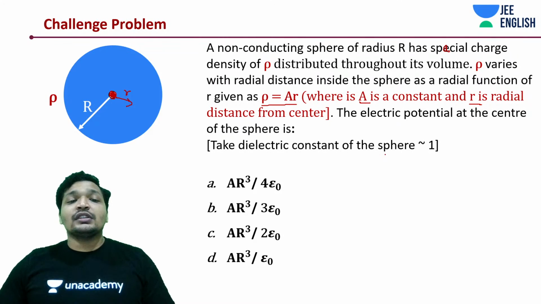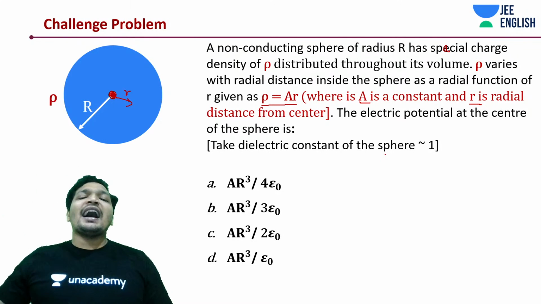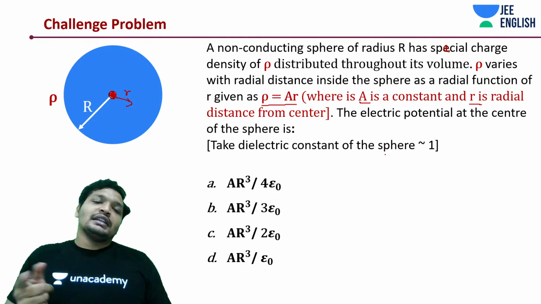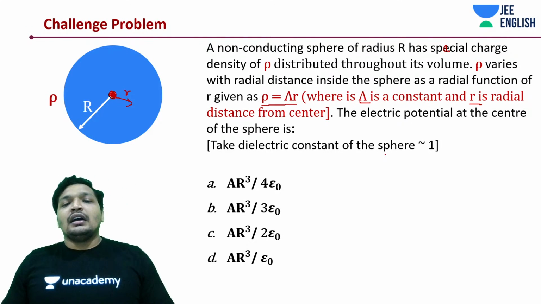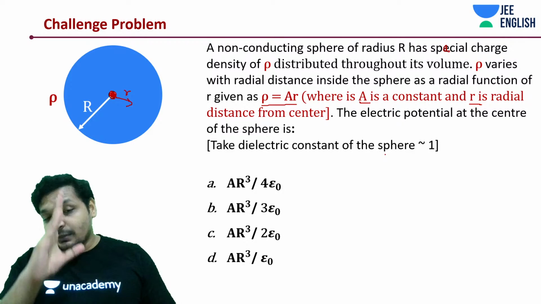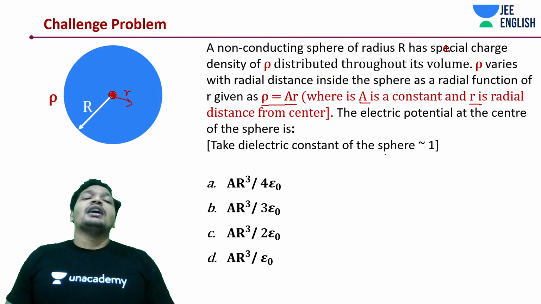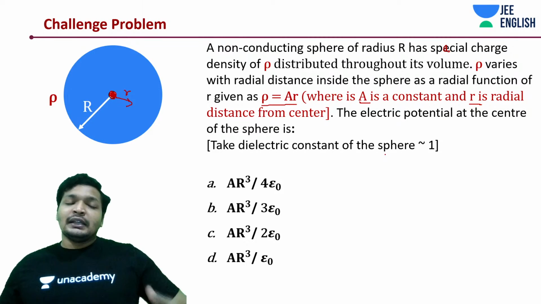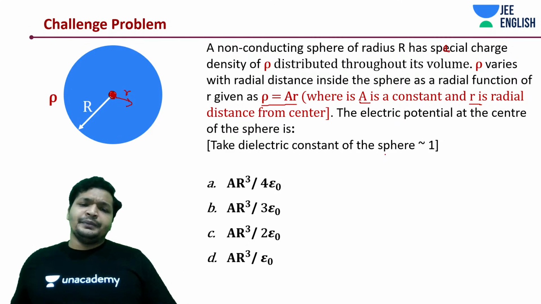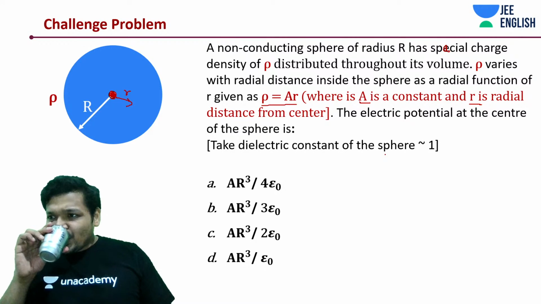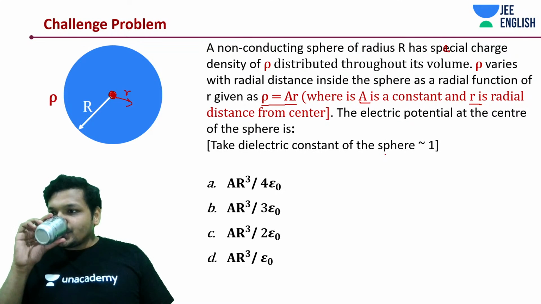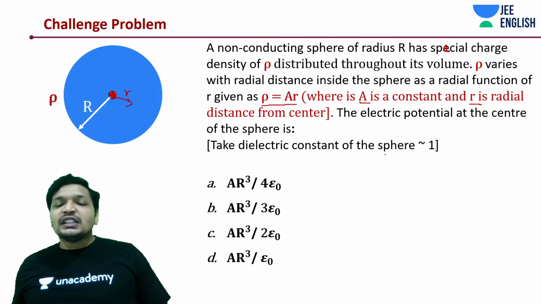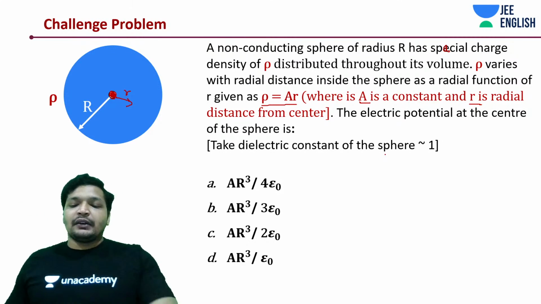Think about it. The outer shell would have the maximum charge. Sorry, not the maximum potential, but the maximum charge. I'm really very sorry. Maximum charge on the outside, and the inner shells would have lesser charge, right? This is the way to go about it, guys. This is the correct way, right?